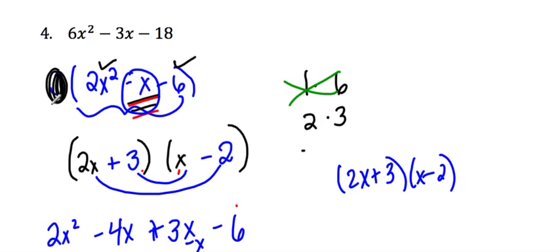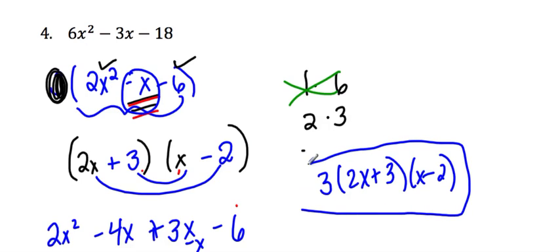And remember the number that I marked out over here was a 3. I have to remember to bring that 3. I just marked it out to concentrate on this parentheses. But the 3 has to be brought down into the answer, because if I multiply all of these out, it has to give me this. Okay, so that's the factored answer there.